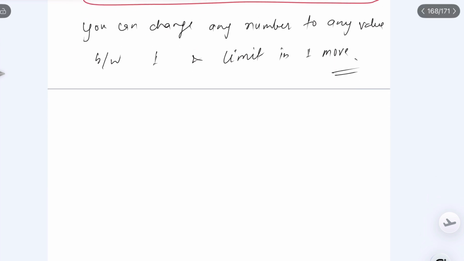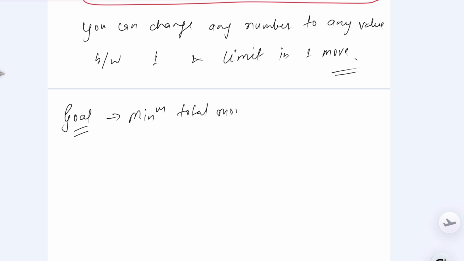If I talk about what our goal is, our goal is to minimize, or find the minimum, total moves to make all pairs have the same sum. Easy, right? So we have to find all the pairs having the same sum.